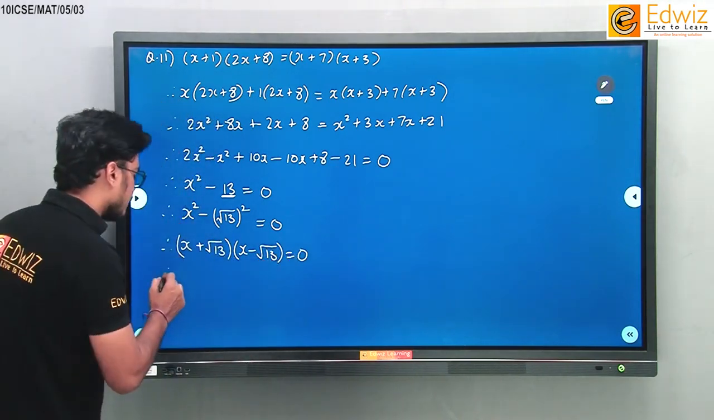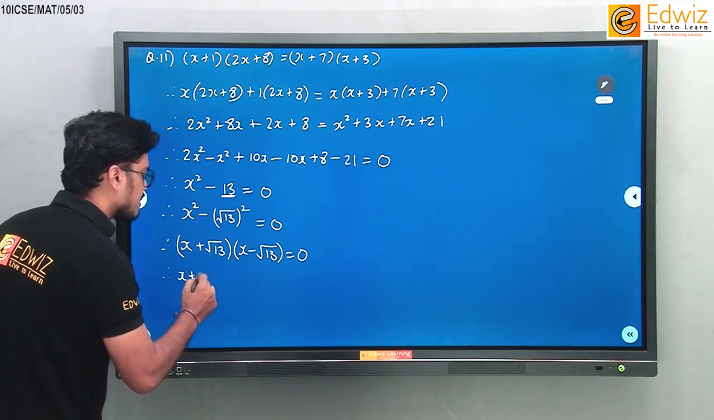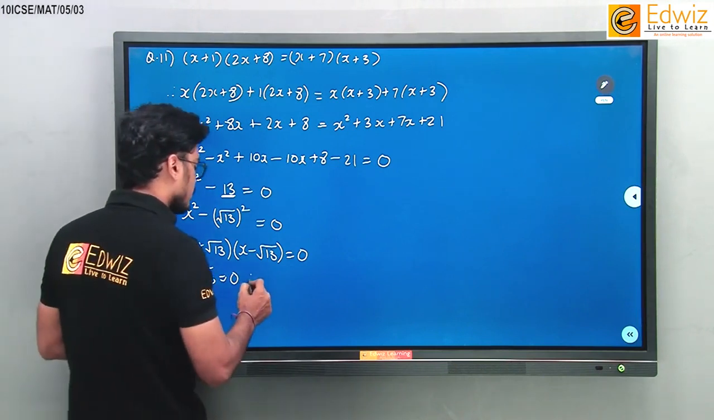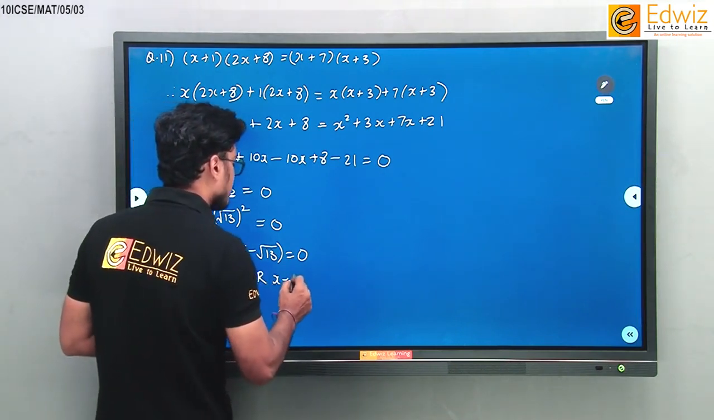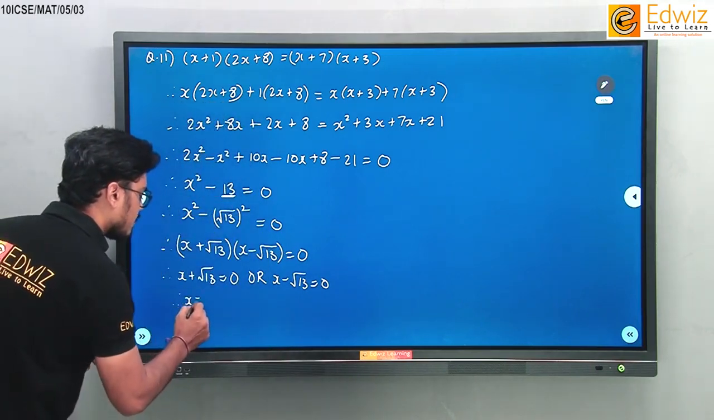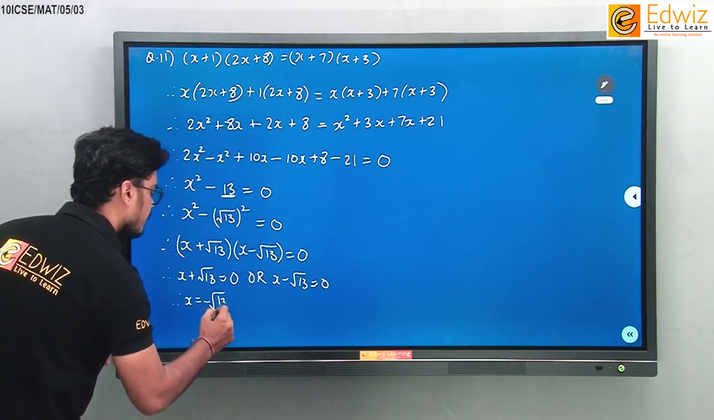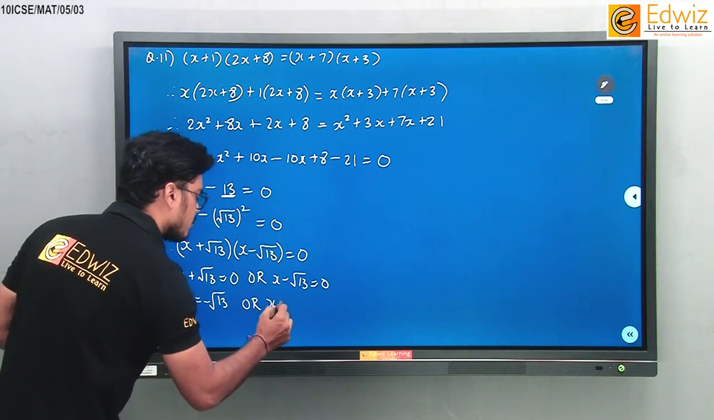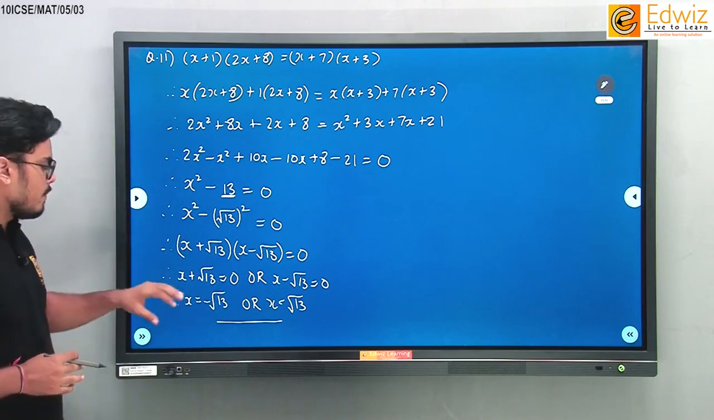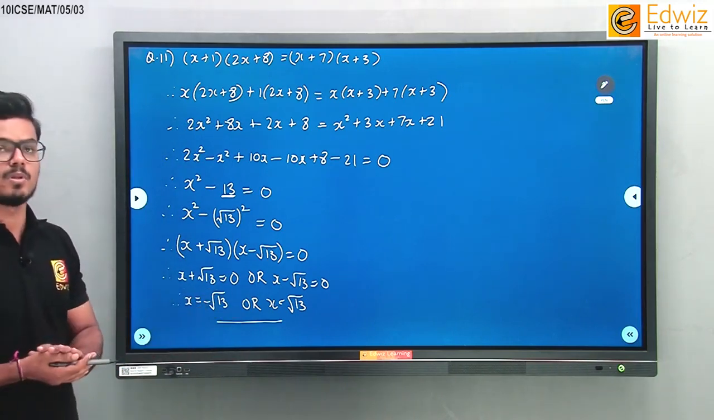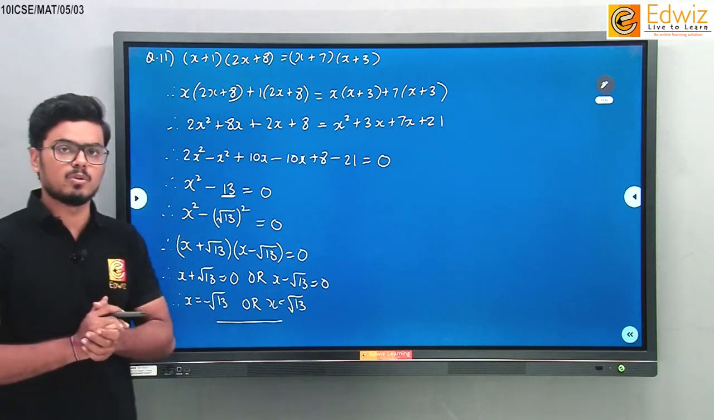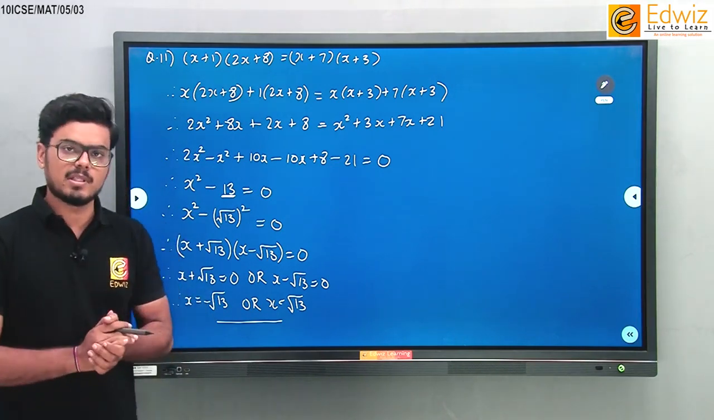So either x plus root 13 equal to 0 or x minus root 13 equal to 0. So either x equal to minus root 13 or x equal to positive root 13. This is our solution, plus root 13 or negative root 13. So please note this down. I'll give you 1 minute to note this down, then we'll move on to the next question.